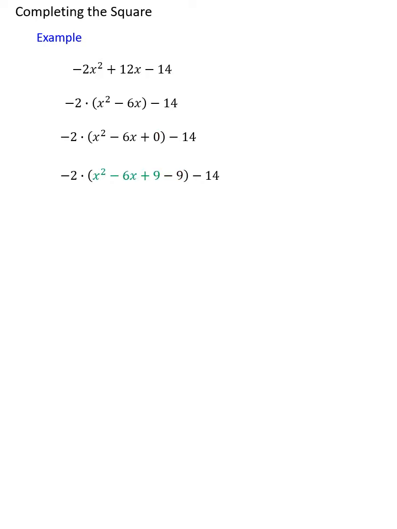What I can then do is take the first 3 out of 4 terms in the parentheses, complete the square on those, or factor those really, which makes a completed square. And then I now have this expression. But what about the -2 on the outside and the -14 that we've been ignoring thus far?